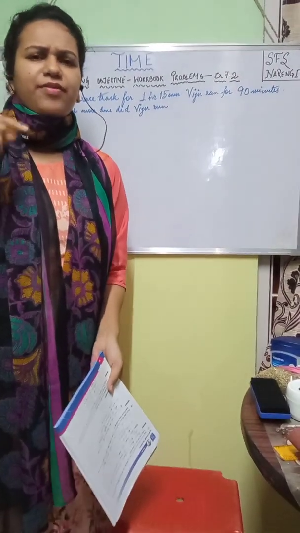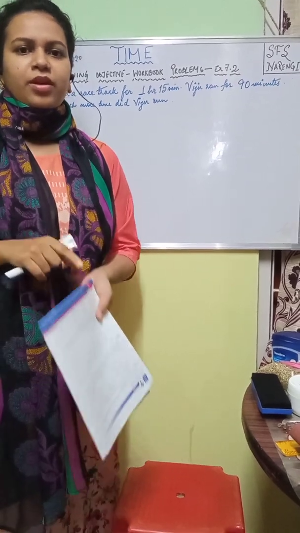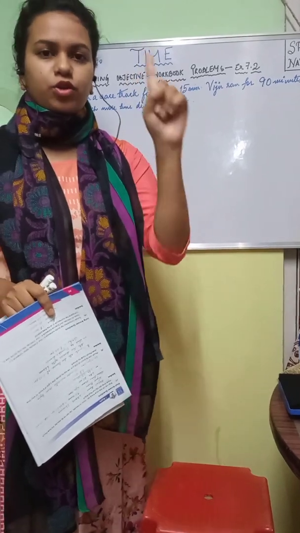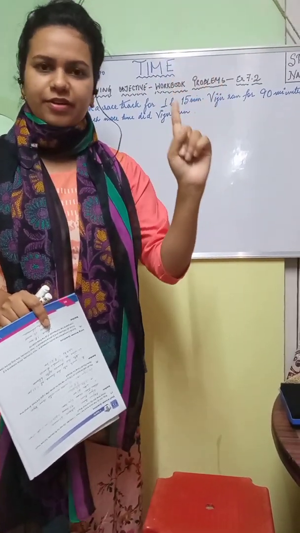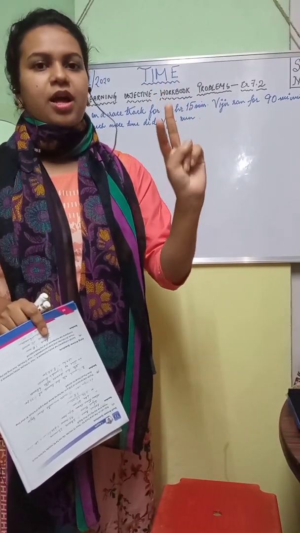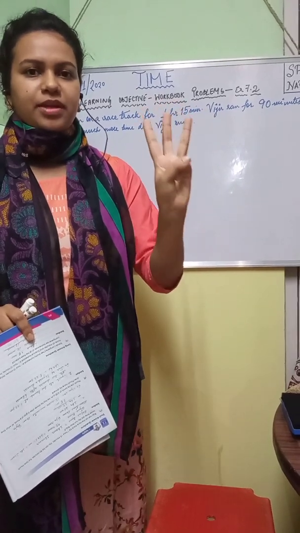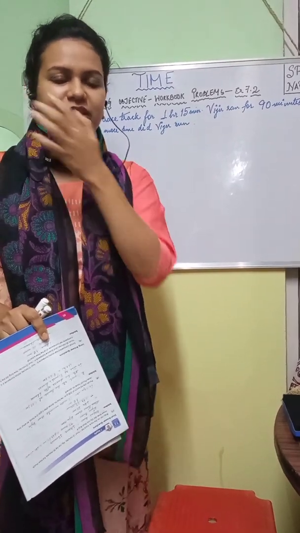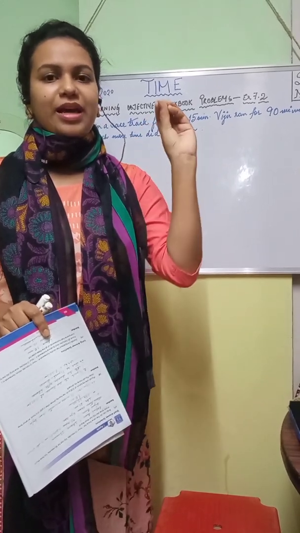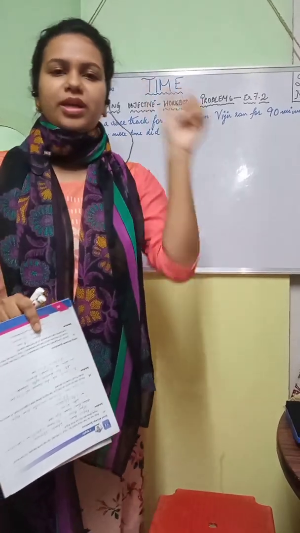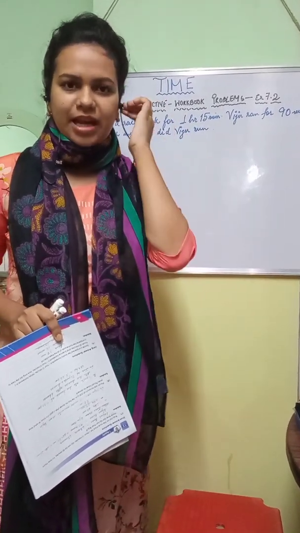Let us do a very quick recap of what we have learned. To add time, number one, you group the hours and the minutes separately. After that, you add the minutes and then you add the hours. The third step is to check whether the minutes are greater than 60 or less than 60. If it is greater than 60, you write it as 60 plus some extra minutes, and then you add the 60 to the hours. That is how we added time.